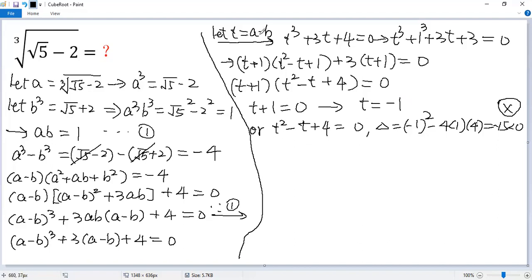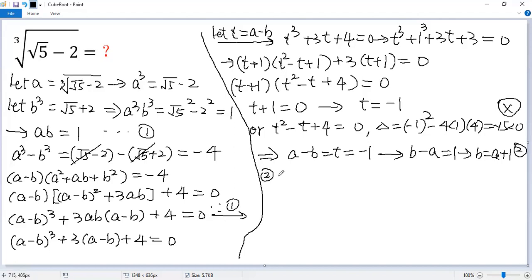But we know T equals A minus B, right? But T equals -1. Then both sides times -1, so we get B minus A equals 1. So B equals A plus 1. We denote it as 2. Now substitute 2 into 1, right? So we get A times B, which is A plus 1, equals 1. So expand it, so we get A squared plus A minus 1 equals 0.